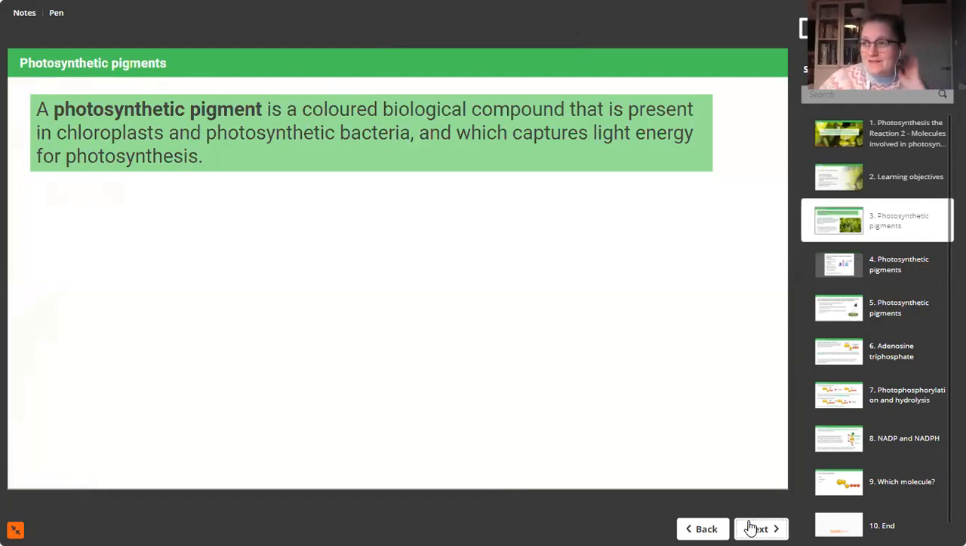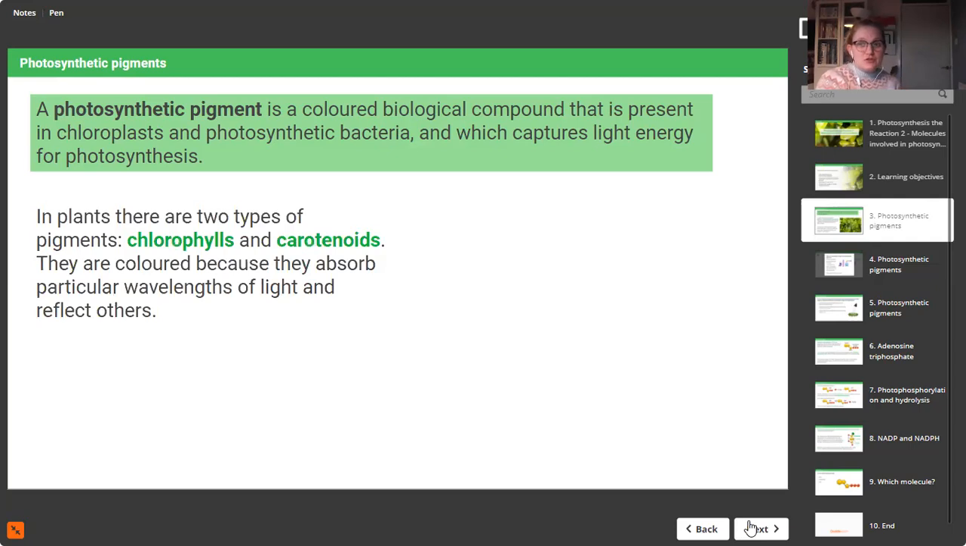So, as I said yesterday, a photosynthetic pigment is a coloured, and that's a really important part, it's a coloured biological compound, and we find it either in chloroplasts or in photosynthetic bacteria. Like we said, some bacteria are able to photosynthesize. And it has to be able to capture light energy for photosynthesis.